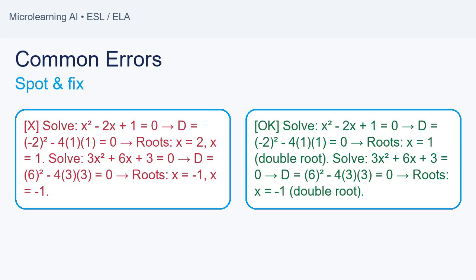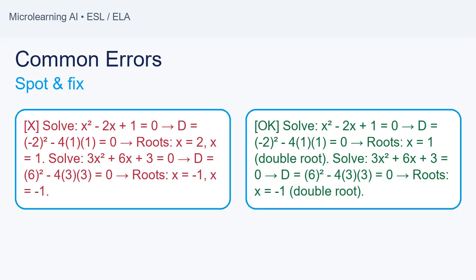Common mistakes include: solve x squared minus 2x plus 1 equals 0. D equals negative 2 squared minus 4 times 1 equals 0. Roots: x equals 2, x equals 1. Solve 3x squared plus 6x plus 3 equals 0. D equals 6 squared minus 4 times 3 equals 0. Roots: x equals negative 1, x equals negative 1.